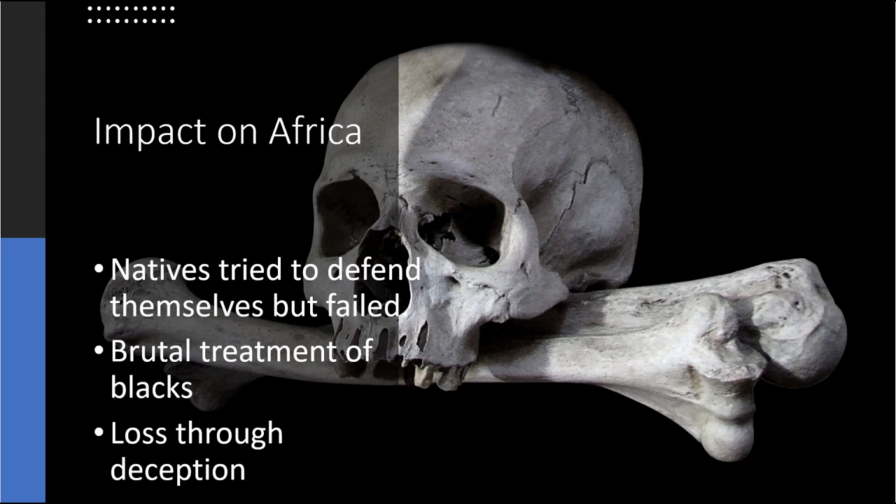Okay, natives tried to defend themselves but failed. Brutal treatment of blacks and loss through deception. So let's get into these. Obviously, you're not going to be able to defend yourself if you're using what are considered primitive weapons, like the muzzle-loading rifle against a machine gun and a breech-loading rifle. So it ended up in a lot of deaths for those who tried to prevent expansionism, imperialism.